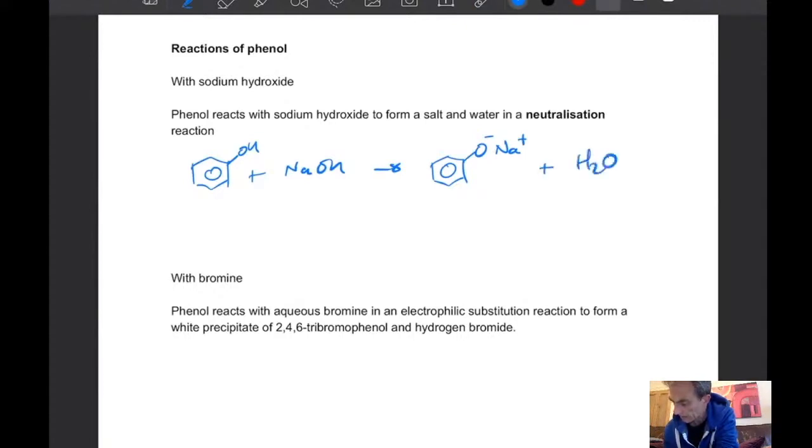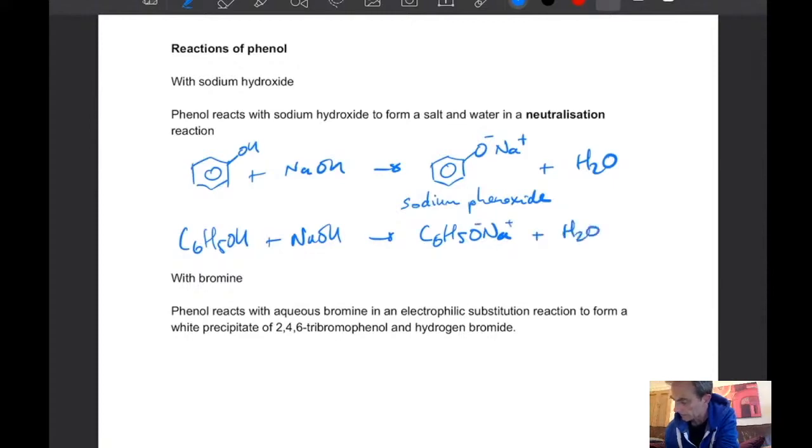That corner of the benzene ring is causing me a problem tonight. So what's this called? It's called sodium phenoxide. Another way to write that equation is literally just C6H5OH, that's your phenol, plus NaOH goes to C6H5ONa, you put the charges in if you want, and H2O. So that's that one.